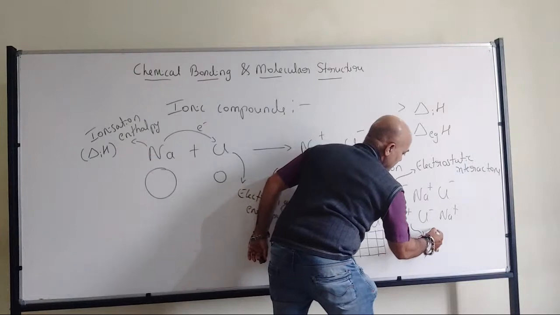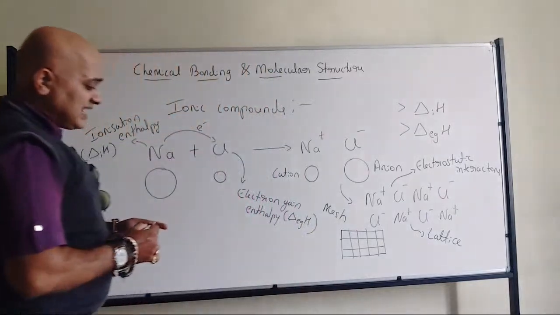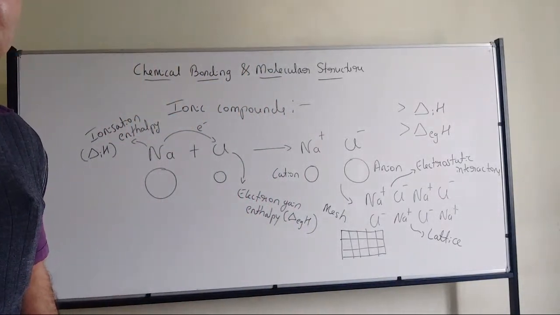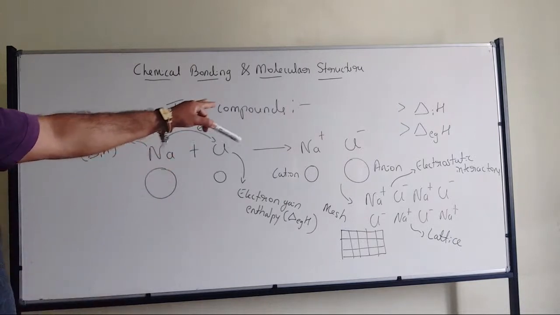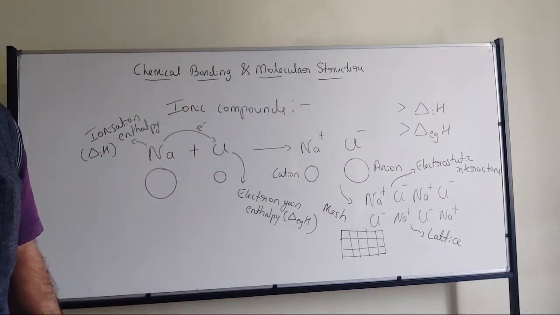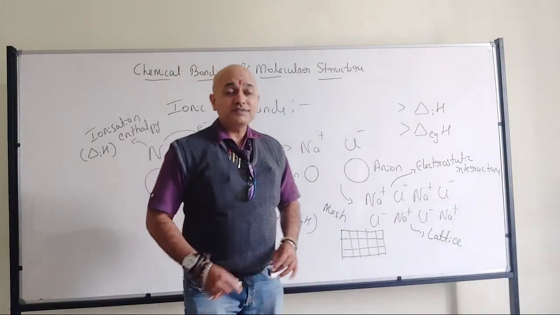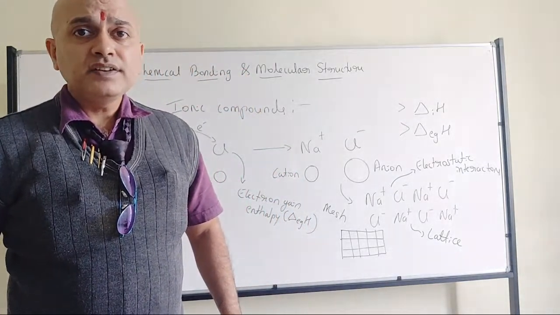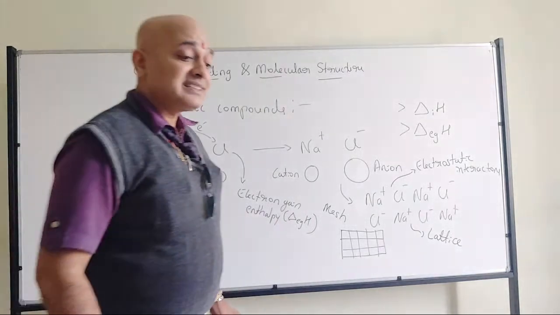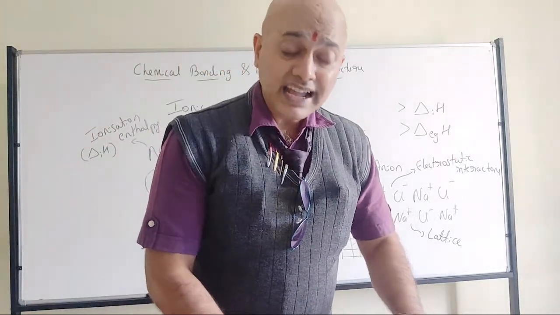So this arrangement is called a lattice structure. Lattice means a mesh type of structure. Therefore, once Na plus and Cl minus are formed, the next step will be the formation of this lattice structure. All of you have understood? Therefore, the formation of this lattice structure involves energy with respect to lattice formation.